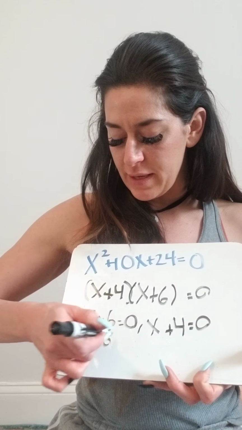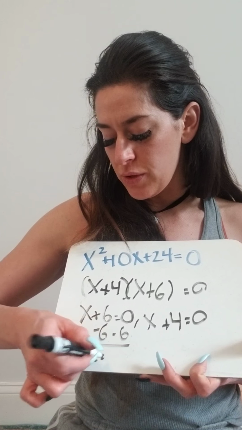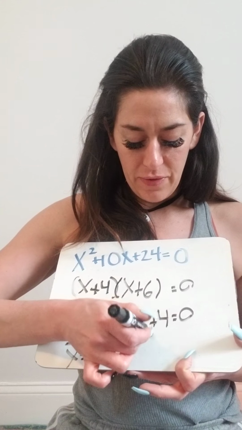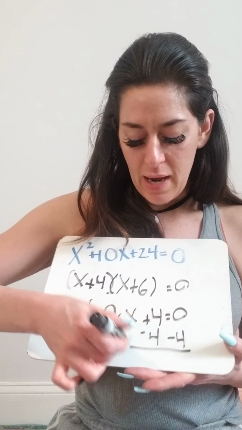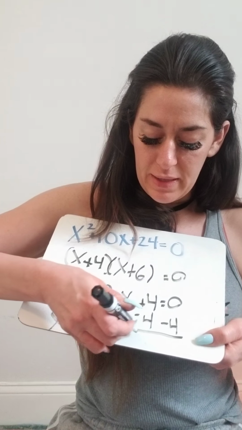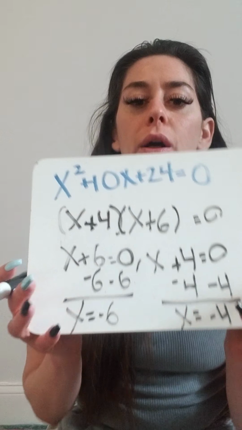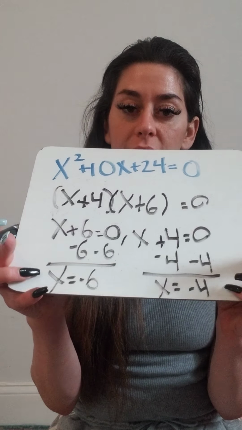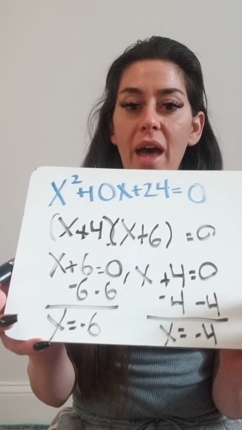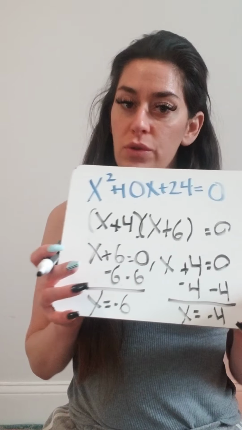So I'll subtract 6 from both sides on this first one. My first solution is x equals -6. Now I'm going to subtract 4 on both sides. And my second solution is x equals -4. Now, what that means is that my quadratic needs to cross the x-axis at -6 and -4. Okay, those are the two solutions.